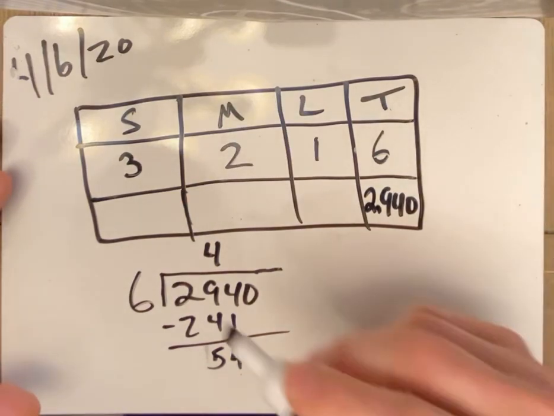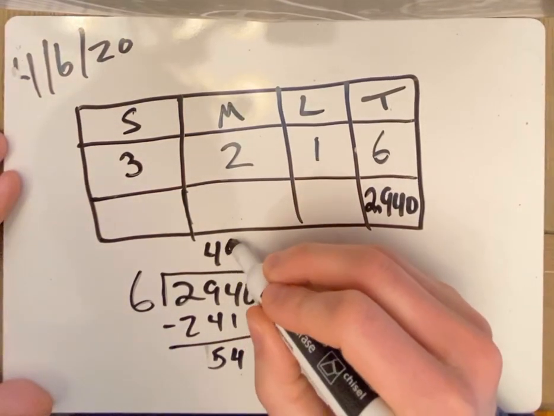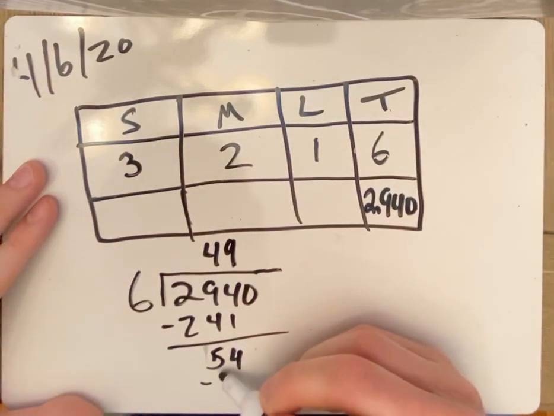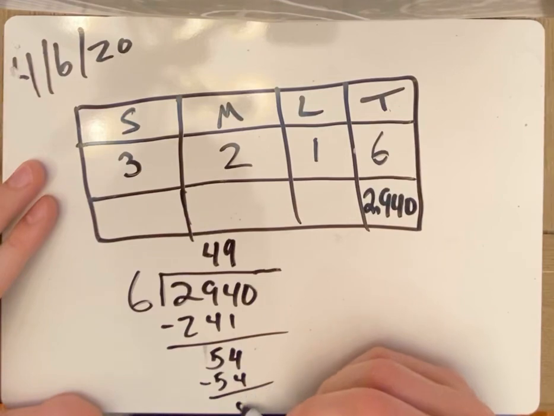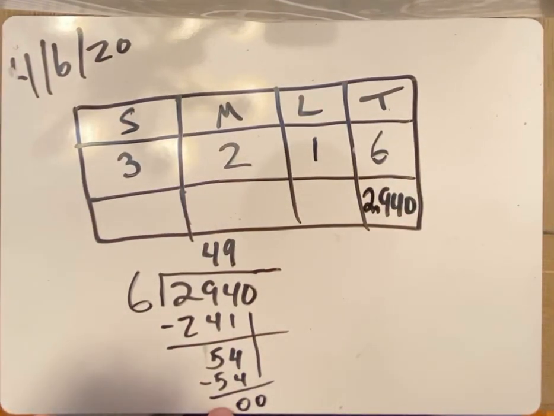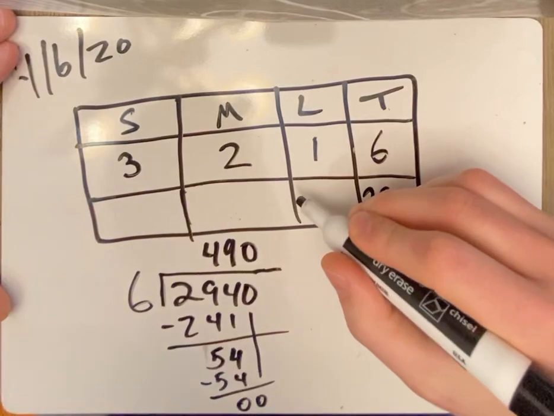54, right? Boom. Good job, boys and girls. Right? 6 times 9, 54. And we got 0. And we bring down the 0. Now we do 6 into 0. Goes 0 times. All right? So we got this.